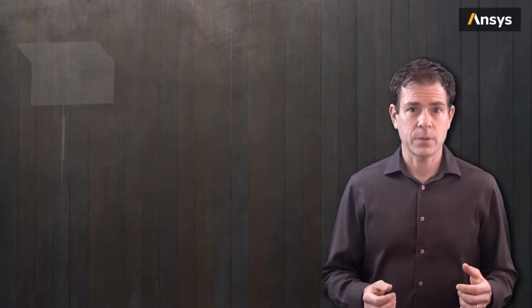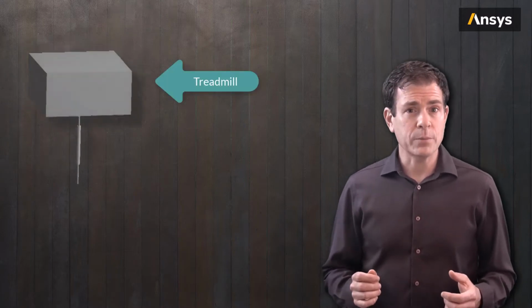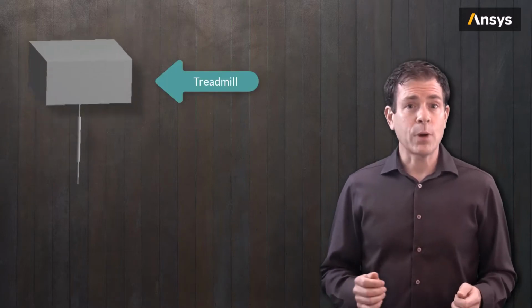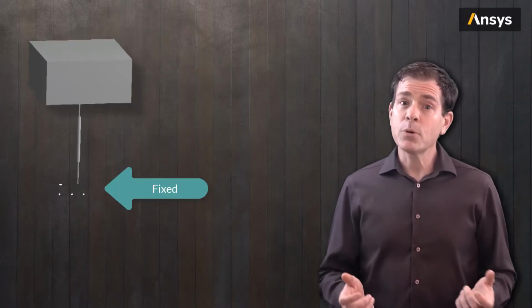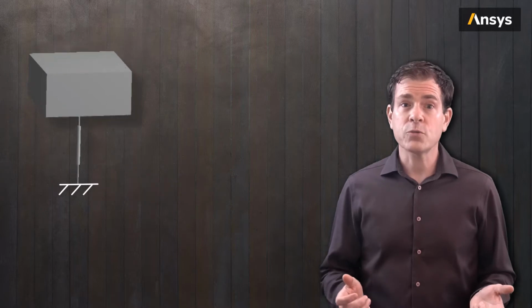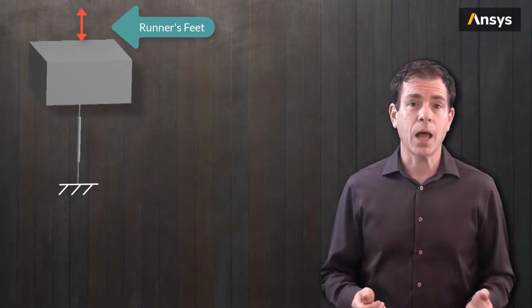A simplified simulation model of this system would be a spring mass damper system. The block represents the treadmill and its mass. The damper represents the rubber isolation pad we saw in the video. The damper is fixed on the bottom, while the force representing the runner's feet is applied to the block.